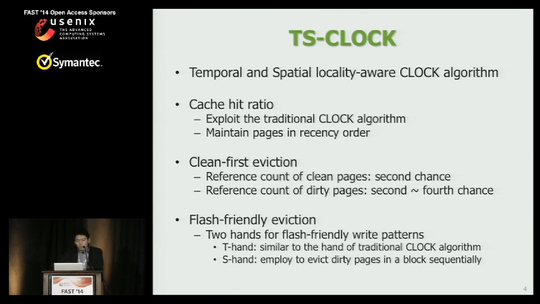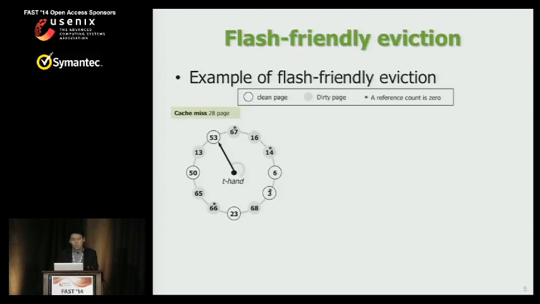Finally, to exploit the characteristics of NAND flash storage devices, we have 2 hands, the T-hand and the S-hand. T-hand is similar to the hand of the traditional clock algorithm, and S-hand is employed to evict dirty pages in a block sequentially. Let me give you an example of flash-friendly eviction.